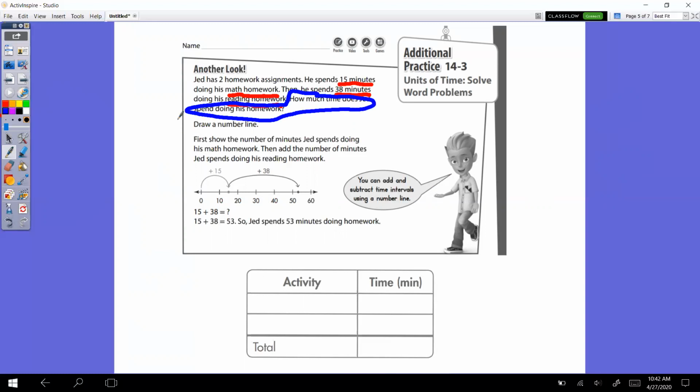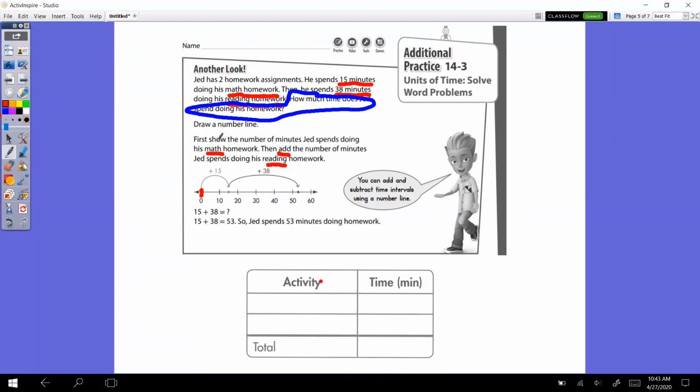Okay, it's asking us to draw a number line. See, it already gives us the number line here, so perfect. First, show the number of minutes Jed spends doing his math homework. Then add the number of minutes Jed spends doing his reading homework. Okay, so we have our number line with our arrows on each end. We're going to start at 0. If he hasn't done any math work or any reading work, he has spent 0 minutes doing his homework. Okay, so that's why we're going to start at 0.